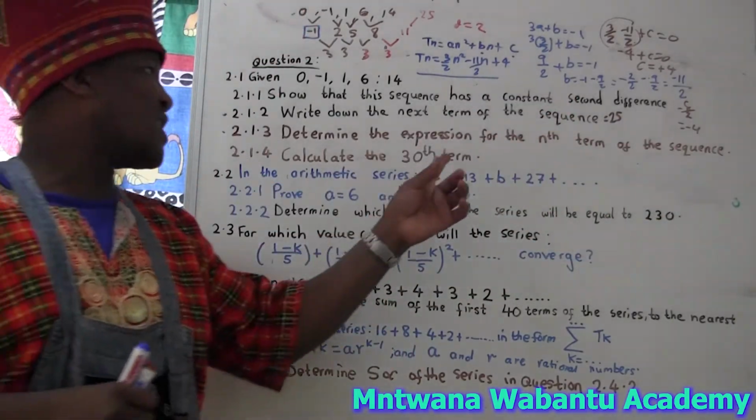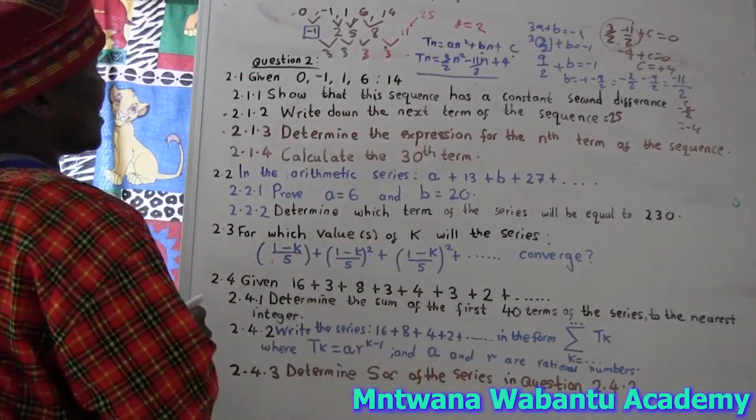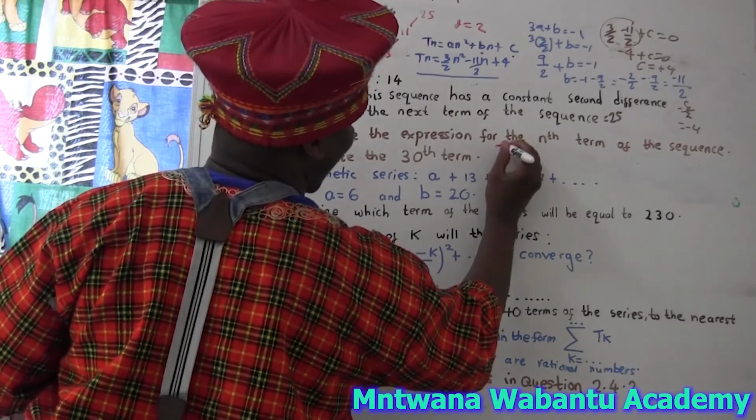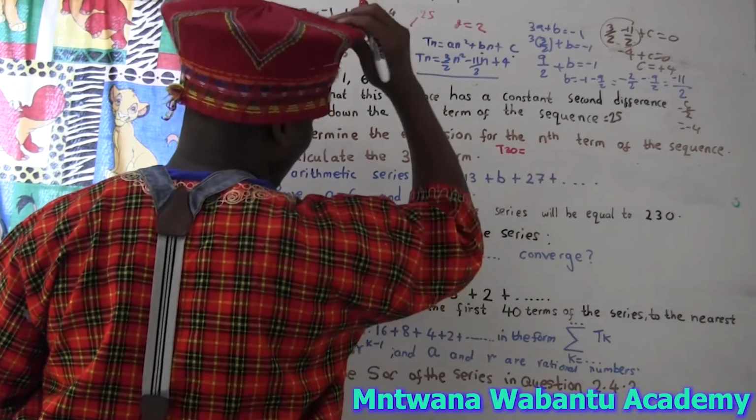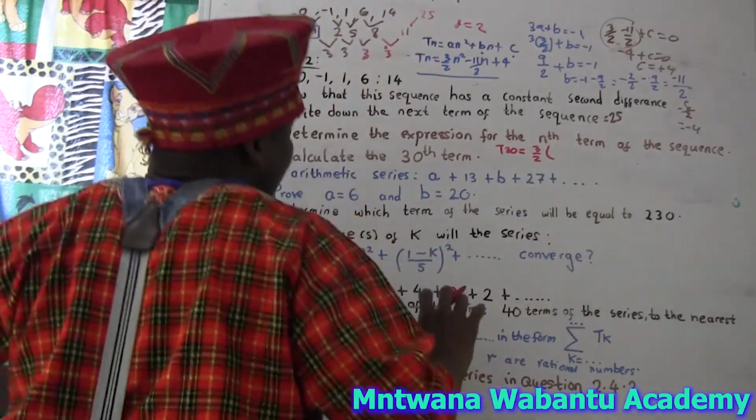Of this quadratic sequence. Calculate the 30th term. Come on, man. 30th term. Easy. So I'm going to put here 30. So T30 equals 3 over 2.